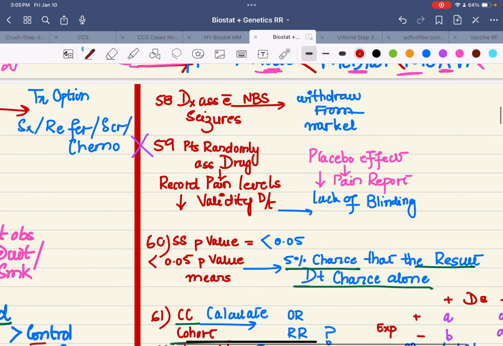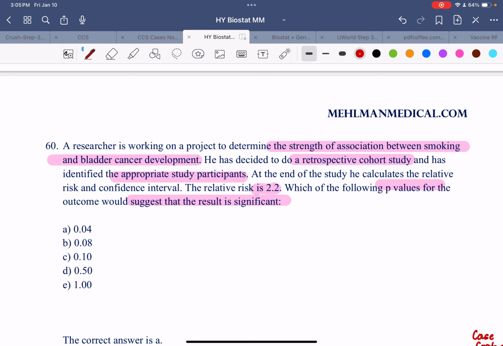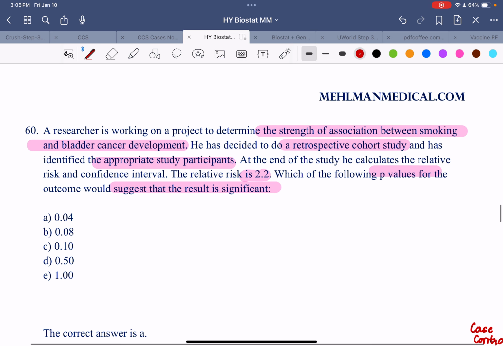So patients are randomly assigned. They have to record the pain levels. What will decrease the validity? The placebo effect, right? Because there is lack of blinding, the patients know who is getting the drug and who's not getting the drug. So this lack of blinding is actually going to make this study statistically insignificant.